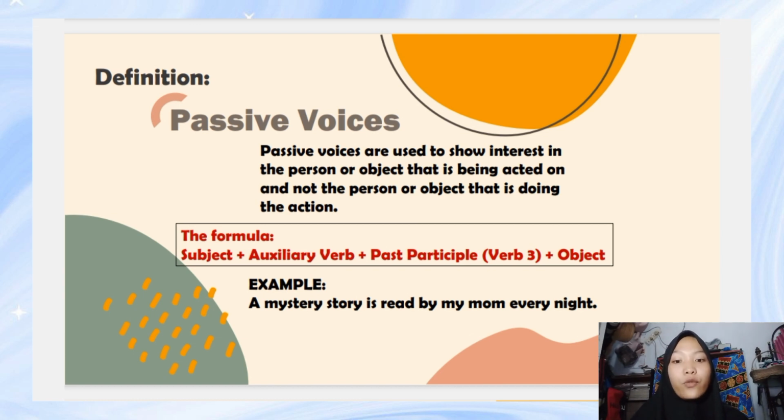Definition: passive voices. Passive voices are used to show interest in the person or object that is being acted on, and not the person or object that is doing the action. The formula: subject plus auxiliary verb plus past participle or verb 3 plus object. Example: a mystery story is read by my mom every night. I think that's all for me.